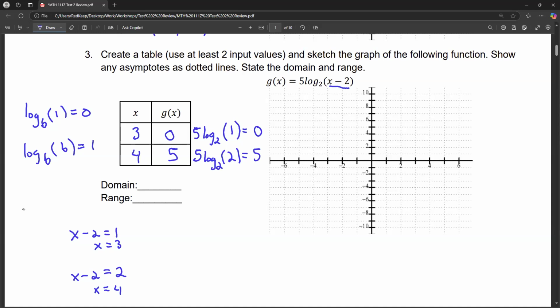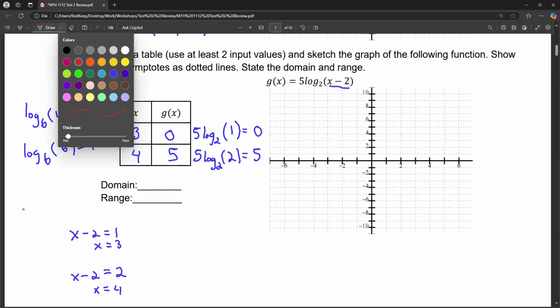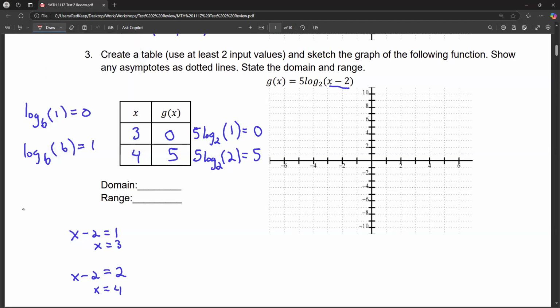Okay, before we go, let's go ahead and just plot these points. I'll change my color again to have those stand out. My first value here is when x is equal to 3. My y value, or the output, is equal to 0, so I'm living on the x-axis there. The next value is when x is equal to 4. The output value was 5, so I'm going to 4 on the x-axis and then going all the way up to 5. There we go.